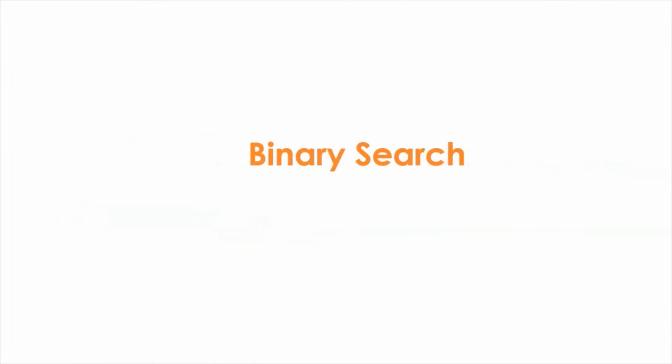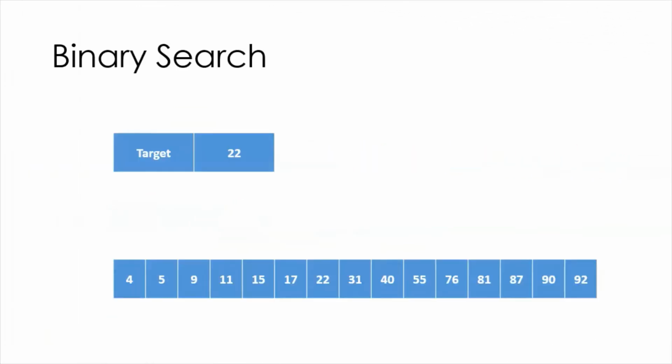With a binary search, we take a slightly different approach. Our target is 22, and here's our list of items. Look at that list and consider what you notice there. How many items are in the list? Is it an odd or even number of items? What do we notice about the way the items are? Are they in order?